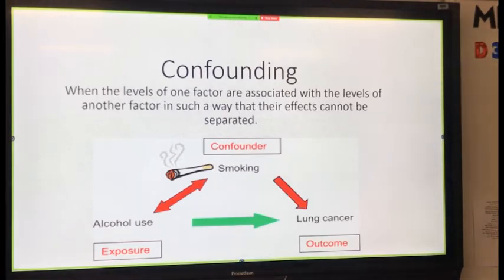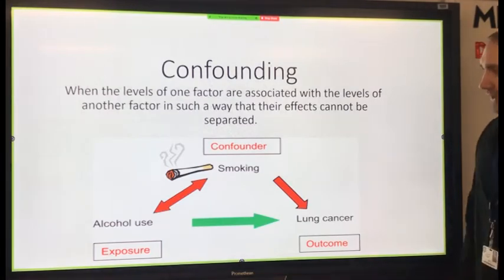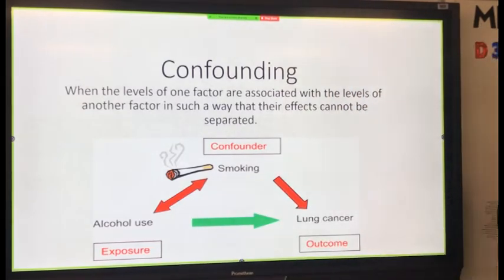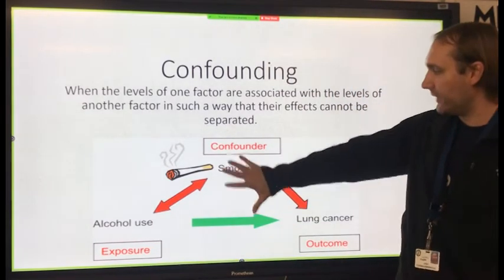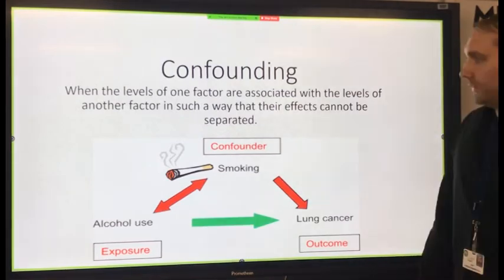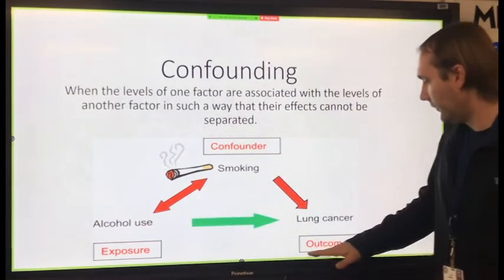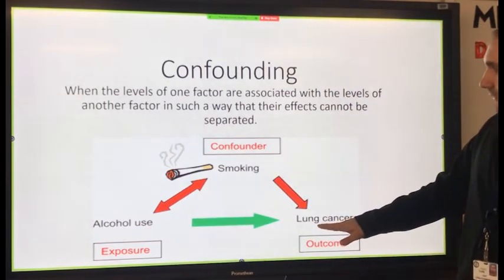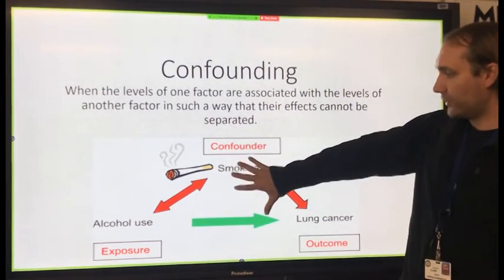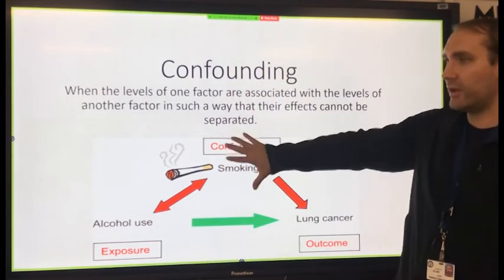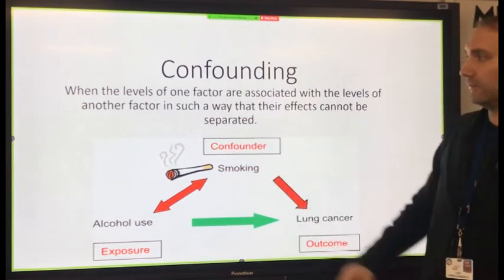Confounded. When the levels of one factor are associated with the levels of another factor in such a way that their effects cannot be separated. So if you run an experiment on alcohol use and lung cancer, one of the confounding variables here is smoking. So what can we say about smoking? Well, if we found that alcohol use kind of leads to lung cancer, was I able to control whether or not those subjects were smokers? You don't want to have that confounded. Also, we saw a lurking variable going on in there.